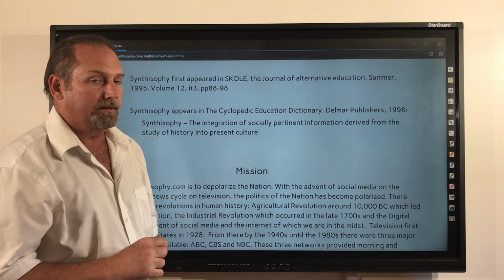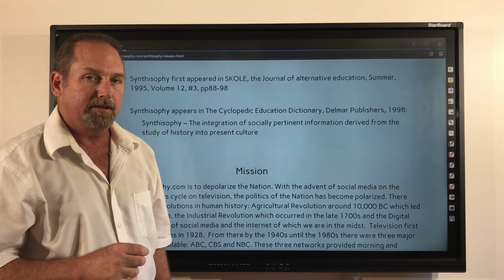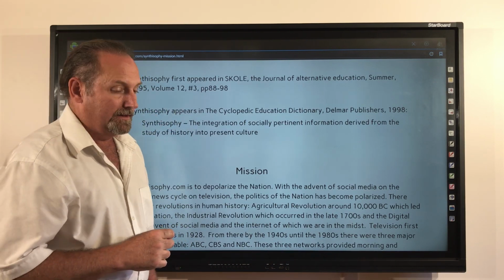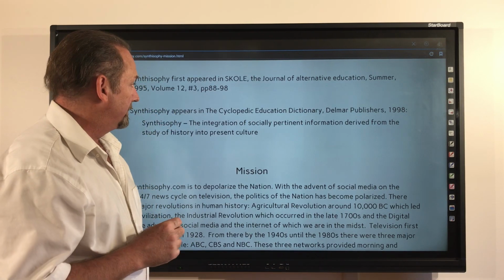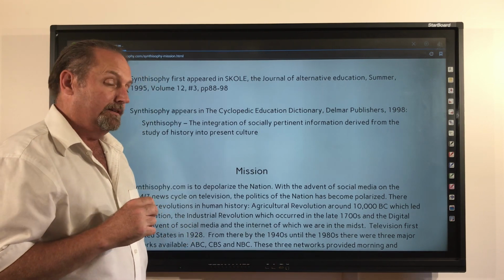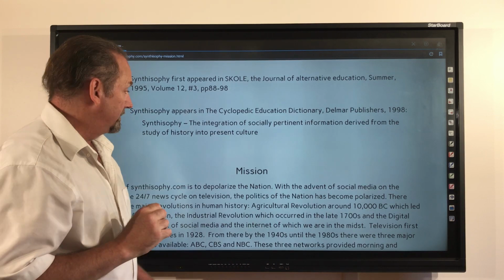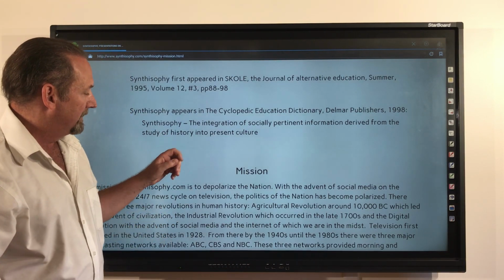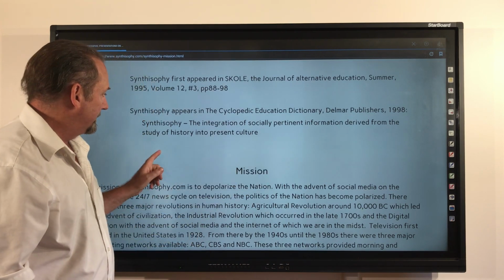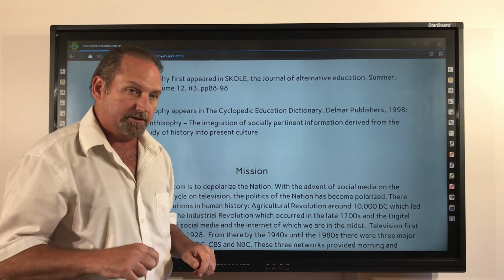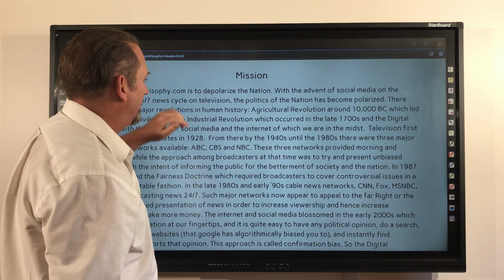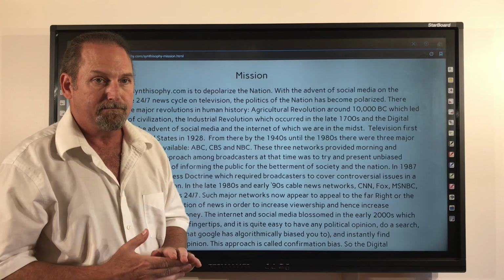Synthisophy first appeared in Scole, the Journal of Alternative Education, in the summer of 1995. Synthisophy also appears in the Cyclopedic Education Dictionary, published in 1998. Here's the definition in that dictionary. Synthisophy, the integration of socially pertinent information derived from the study of history into present culture. Let's take a look now at the mission of Synthisophy.